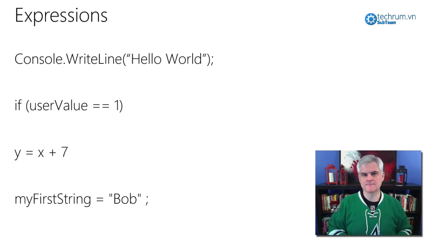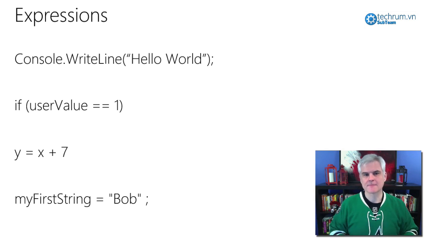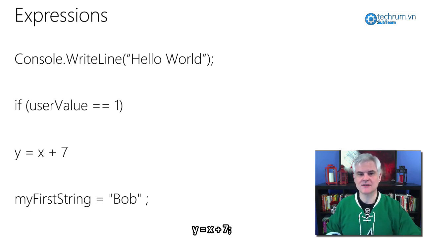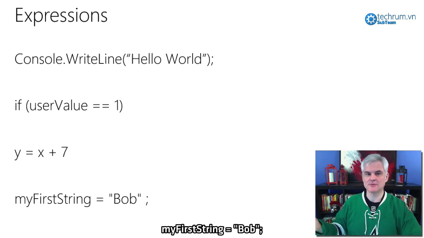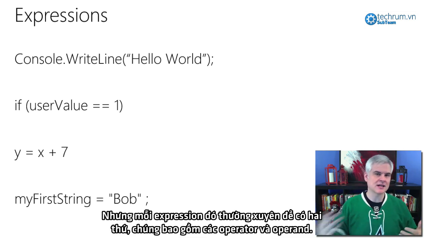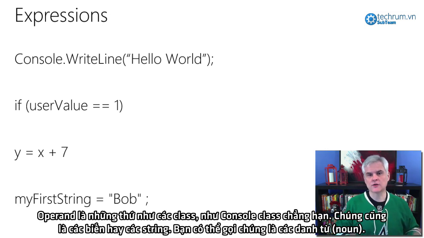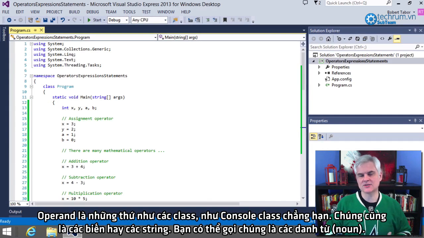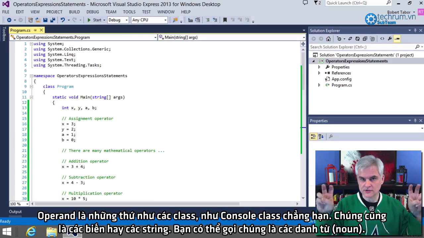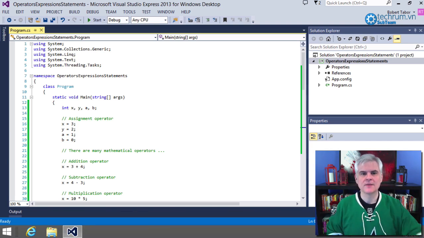Console.WriteLine("Hello World"). If userValue == 1. y = x + 7. myFirstString = "Bob". And there are many others. But each of these expressions have two things in common. They consist of operators and operands. Operands are things like objects, or for now just think of classes like the Console class. They're also things like variables or literal strings, and I suppose you could call these our nouns.